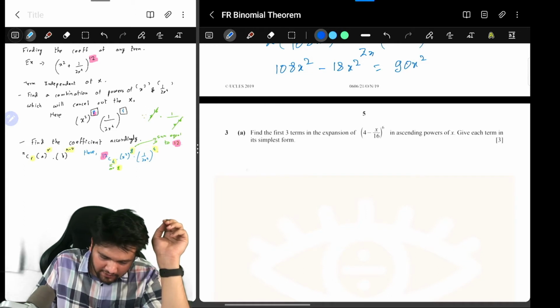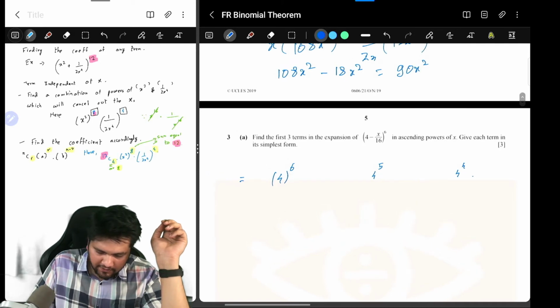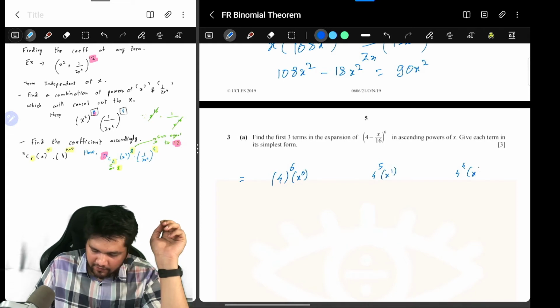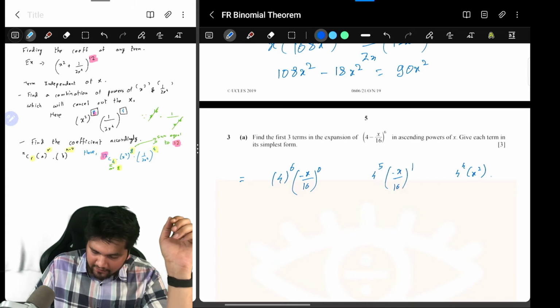So it's going to be what? First term, as you can see, is 4 to the power of 6. Okay? Second term would be 4 to the power of 5. Third term would be 4 to the power of 4. Correct? 6, 5, 4. Similarly, here we'll get x to the power of 0, here x to the power of 1, and here x to the power of 2. Oh no, what am I doing? One second, I forgot the term itself. It's going to be minus x by 16 to the power of 0, everyone pay attention, minus x by 16 to the power of 1, and minus x by 16 to the power of 2.